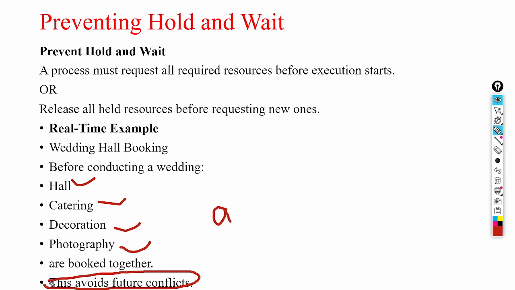Similarly, the operating system requires the resources in advance to avoid the hold and wait situations. Are you getting my point? The same example we are applying to the operating system. What does the operating system do? The operating system requires the resources in advance to avoid the hold and wait situations.